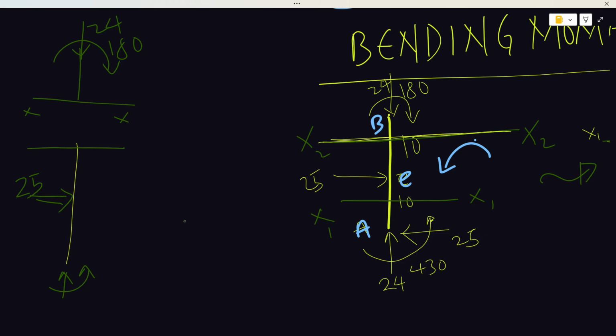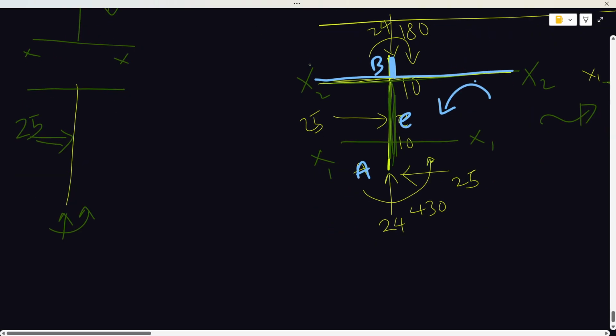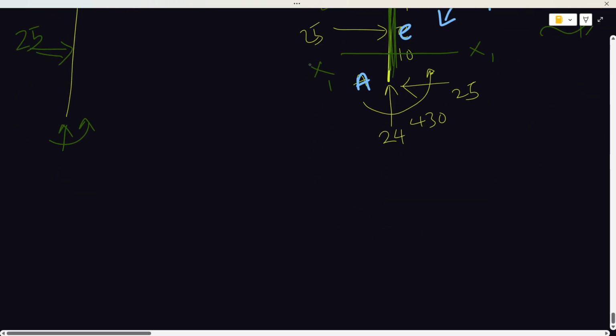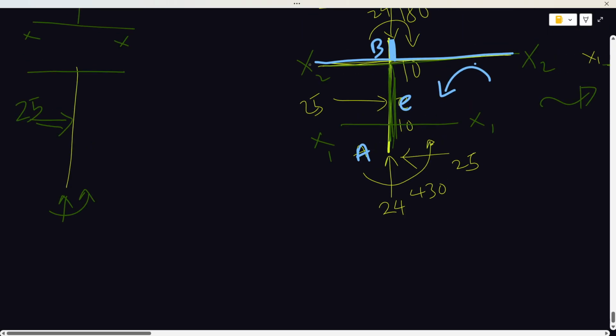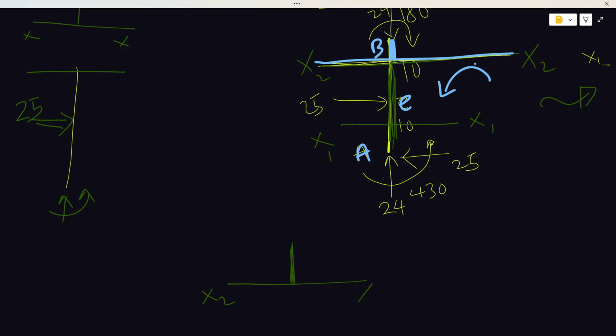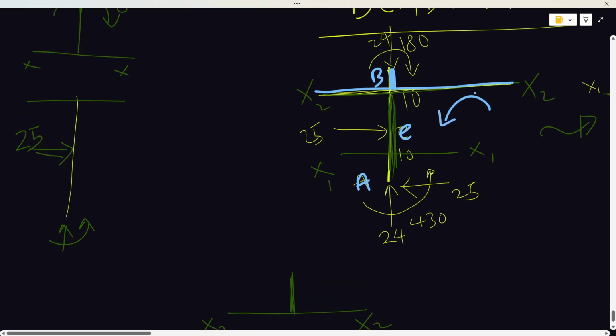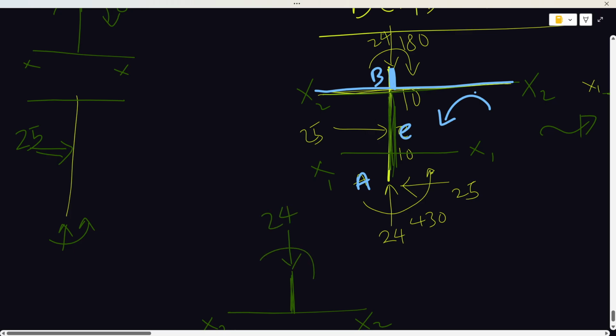Get what I mean? It's either I use this part or I use this part. I have to choose one, so I choose the shorter one. So here I go. X2, X2, 24, 180.